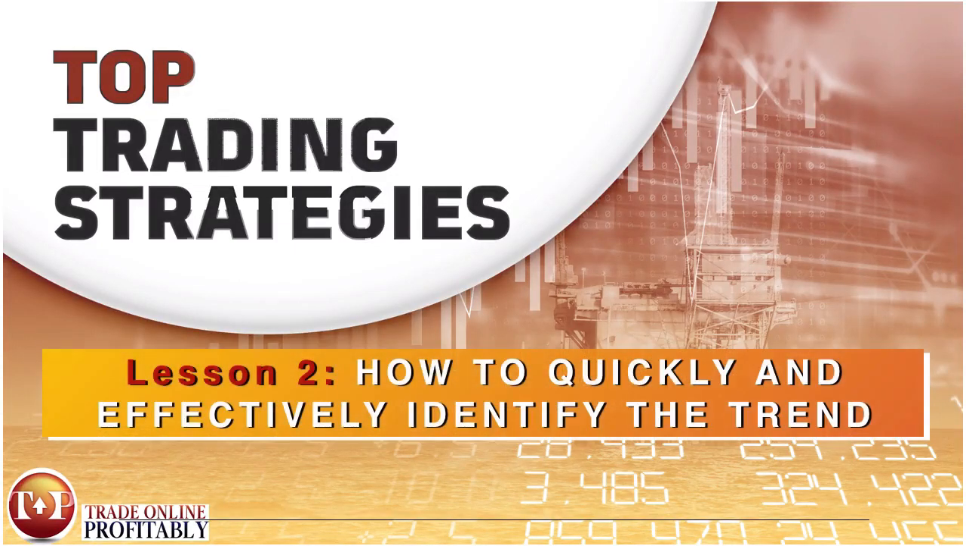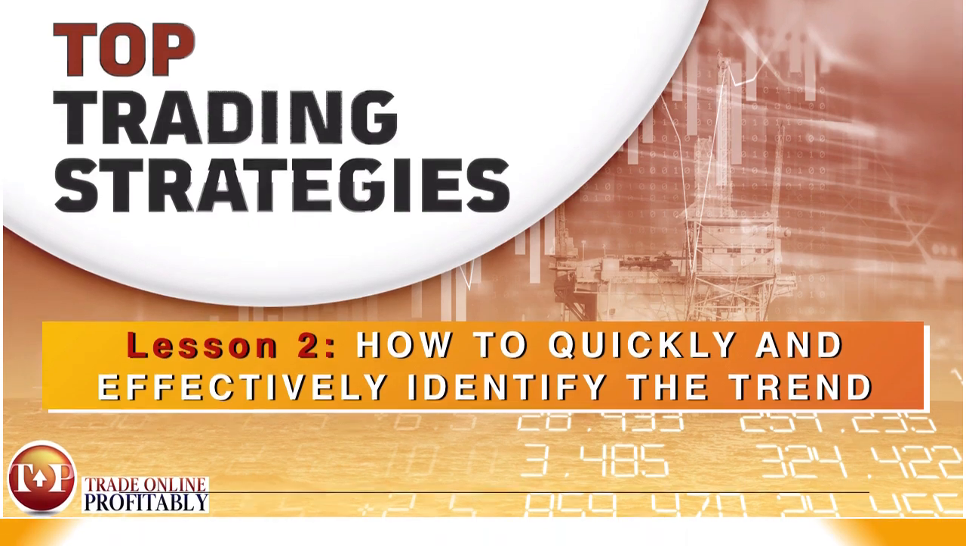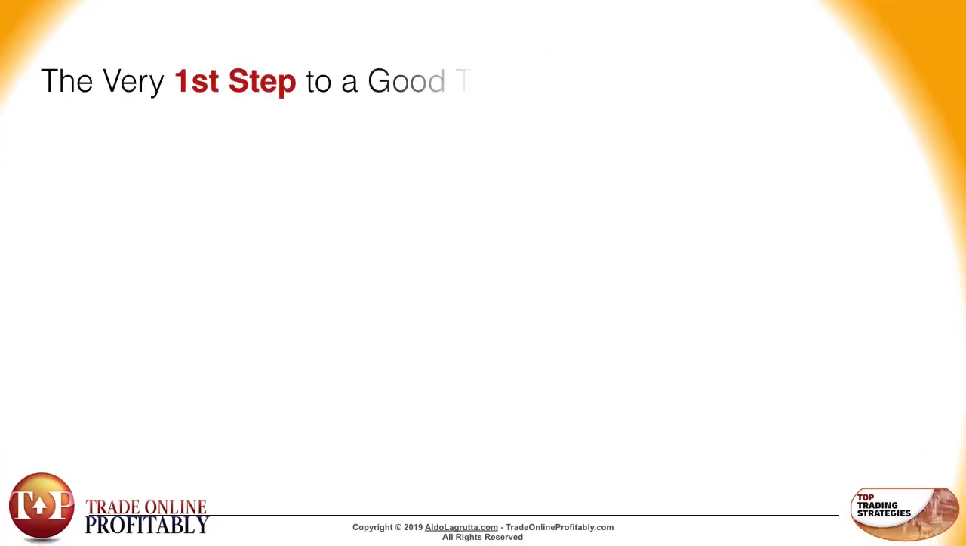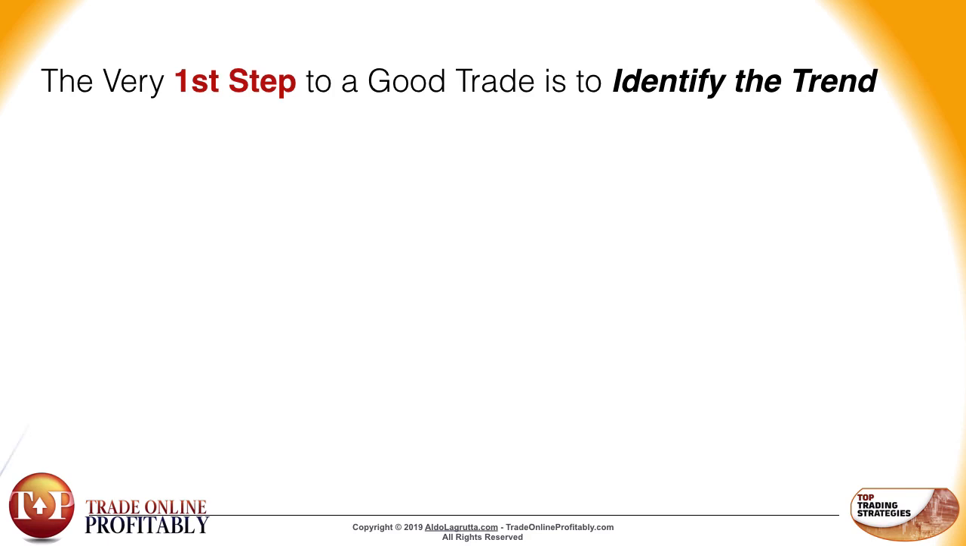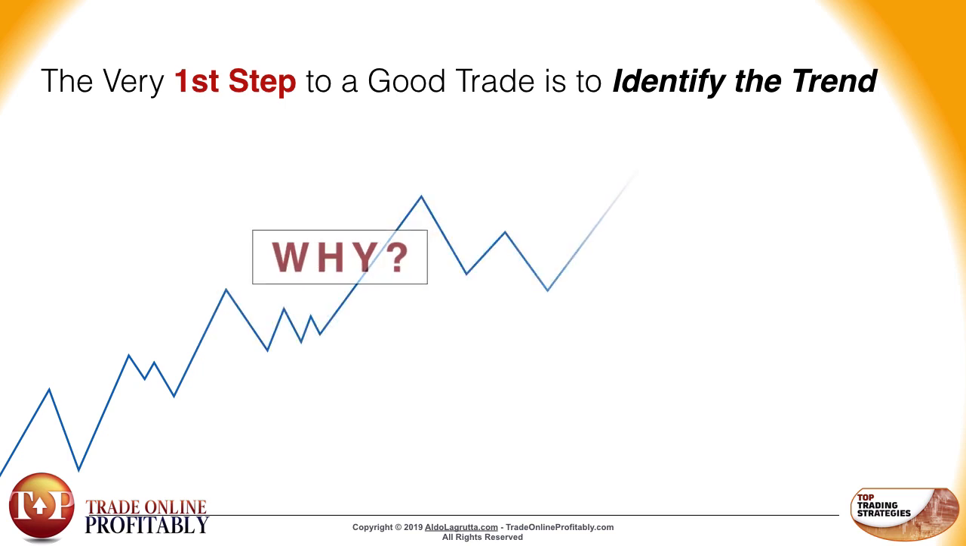Lesson 2. How to quickly and effectively identify the trend. The very first step to a good trade is to identify the trend. The reason for this is that you want to always take positions in the direction of the trend, where the main energy is. Why? For obvious reasons.